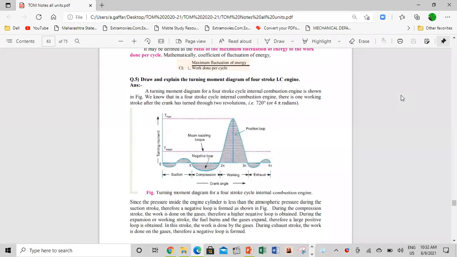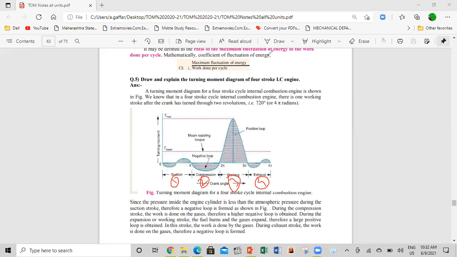Here you can see this diagram. There are four strokes. First one is suction stroke. Second one is compression. Third one is working or expansion. Okay. And last one is exhaust. So out of these four strokes, energy is generated only in working stroke or power stroke.